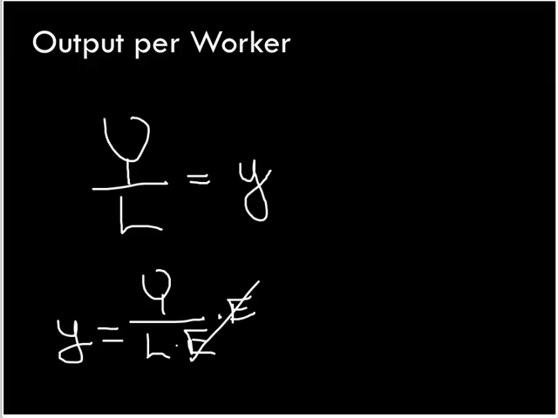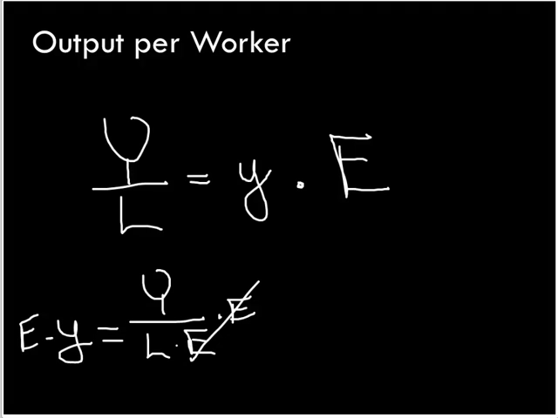The E's cancel. If I multiply this side by E, what do I have? I have Y times E. So big Y over L, or output per worker, has to equal little y times E. Now, here's the thing. How do I figure the growth rate of a variable? Well, the rule is the growth rate of a product is equal to the sum of the growth rates. So I can just take the growth rate of little y and the growth rate of E, add those two together, and I get the growth rate of y times E.